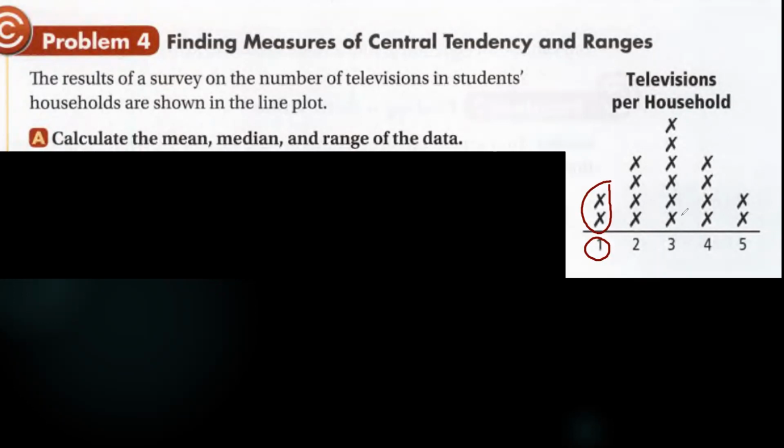They represent the data sometimes by a histogram, sometimes by matrices, and sometimes by the line plot. This line plot means, if I want to rewrite it, it will be like this. Two students have one TV, so 1 is repeated 2 times. Now, 4 students have 2 TVs, so 2 is repeated 4 times.